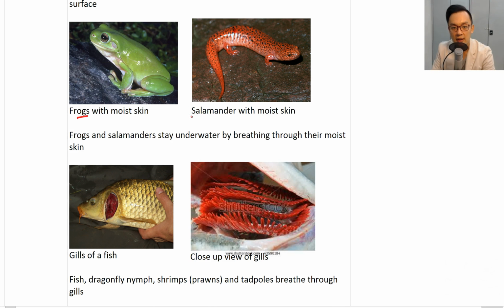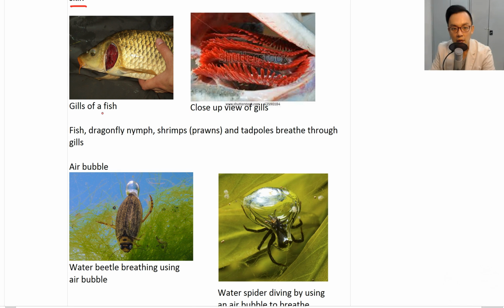Frogs and salamanders stay underwater by breathing through their moist skin. If you look at the frog, it has moist skin, as well as salamanders, and that's how they breathe underwater. Fish, dragonfly nymphs, shrimps, also known as prawns, and tadpoles breathe through gills.